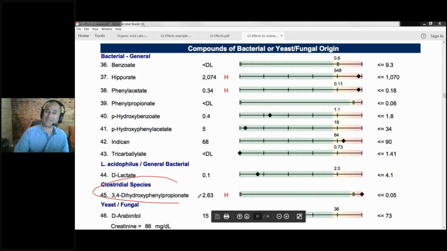The Clostridium marker is not a marker for C. diff. It's another Clostridial organism. It's what it is. It kind of helps you. You might want to give some probiotics if you see that one high.